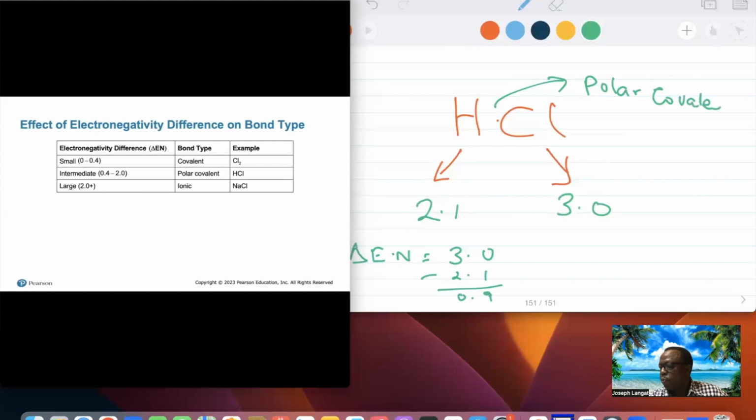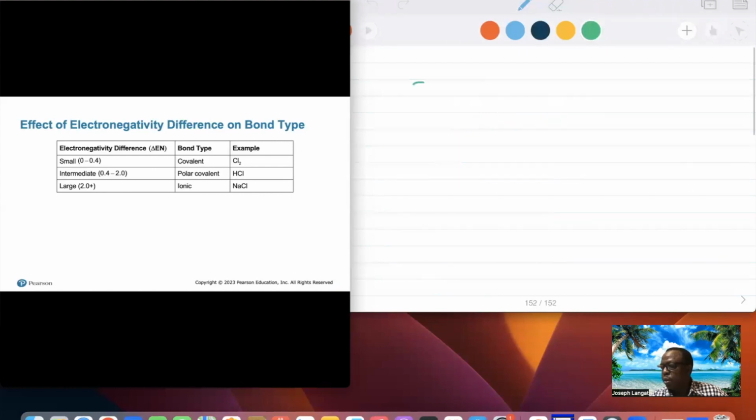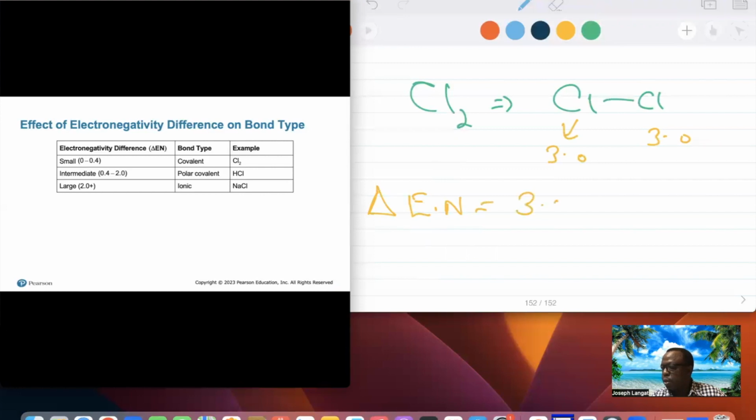So the bond here is polar covalent. If I have Cl2, the electronegativity value is 3.0 for each chlorine. The change in electronegativity is 3.0 minus 3.0, which is 0, and the bond here is said to be covalent.